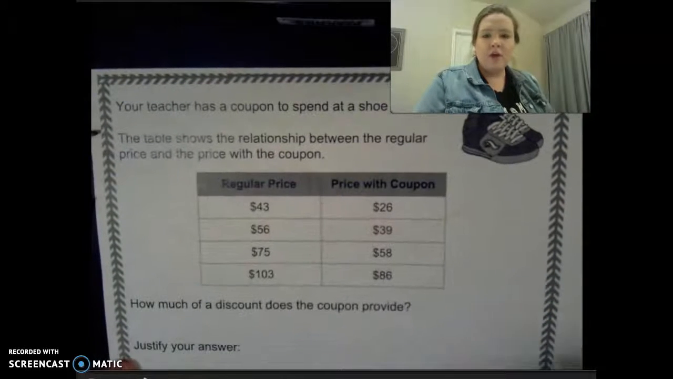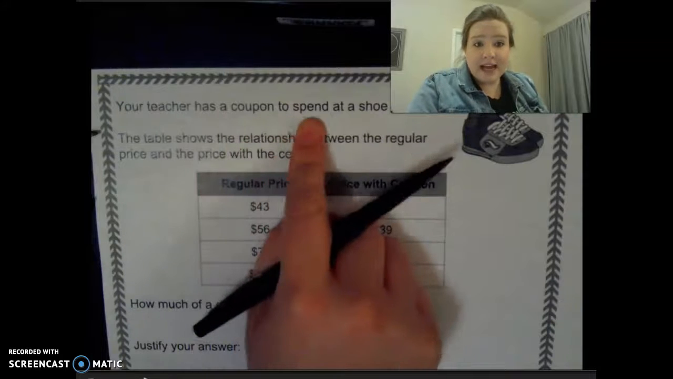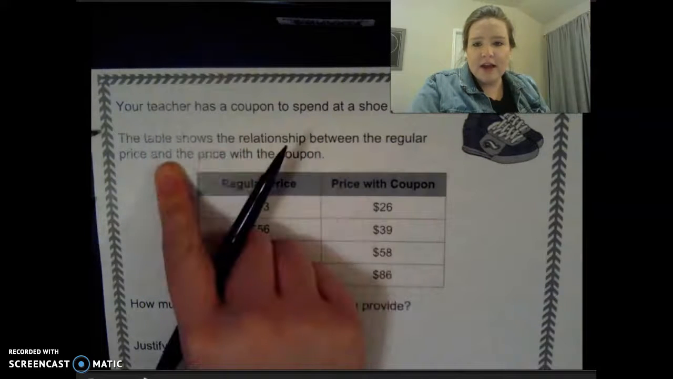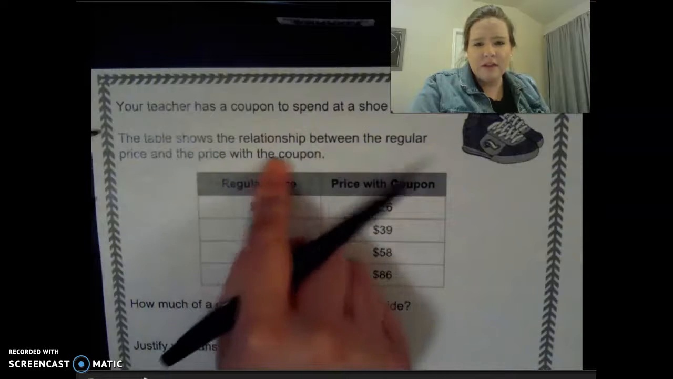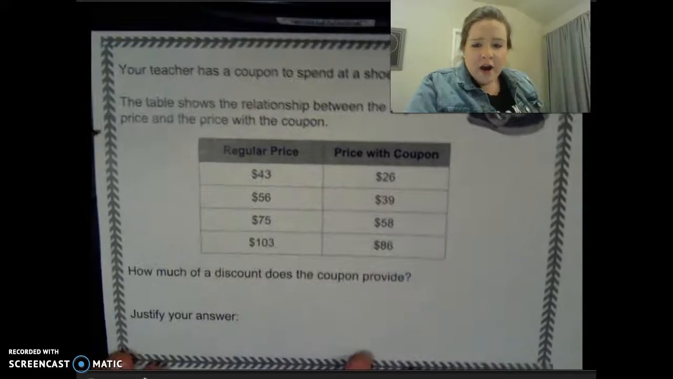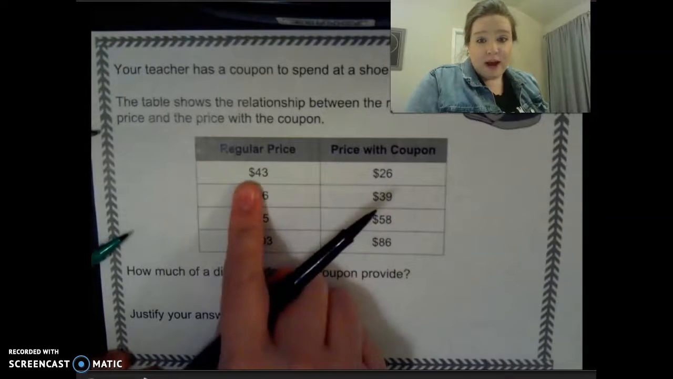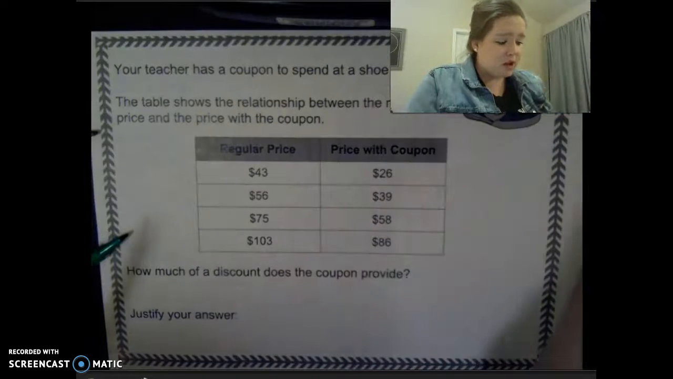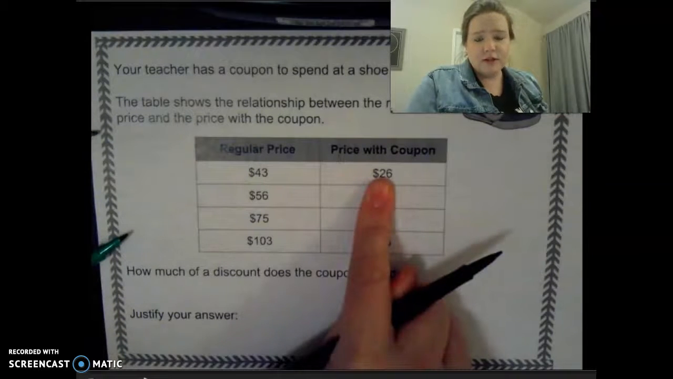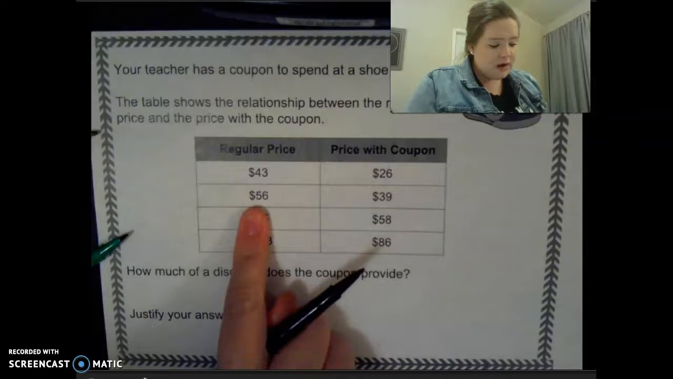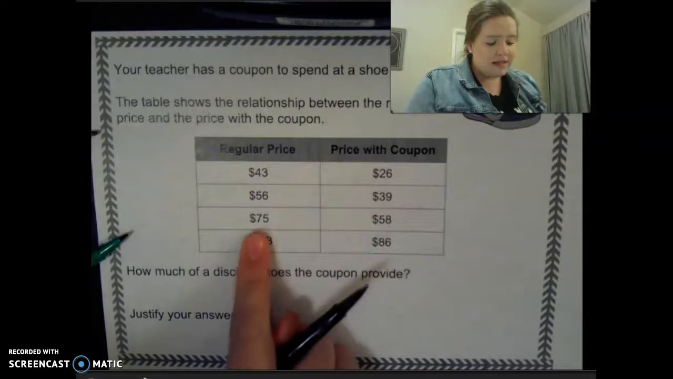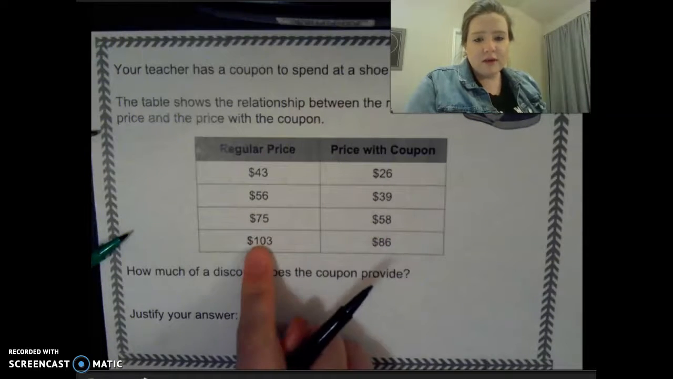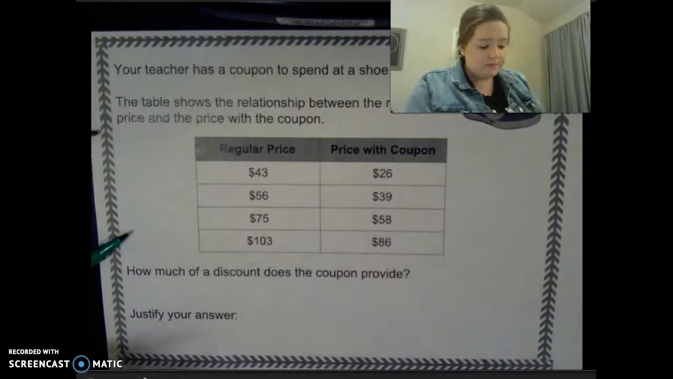All right. Your teacher has a coupon to spend at a shoe store. The table shows the relationship between the regular price and the price with the coupon. So, the regular price is $43. The price with the coupon is $26. 56 is the regular, 39 is with the coupon. $75 is the regular, 58 is with the coupon. 103 is the regular, 86 is with the coupon.